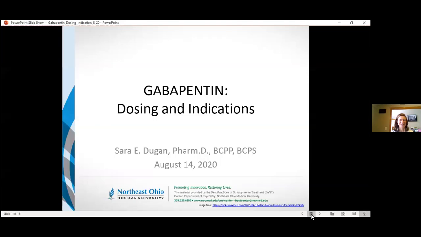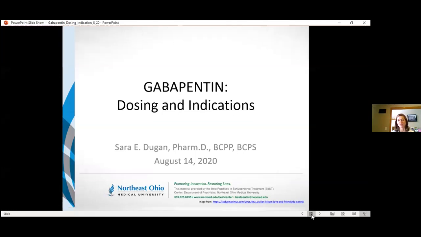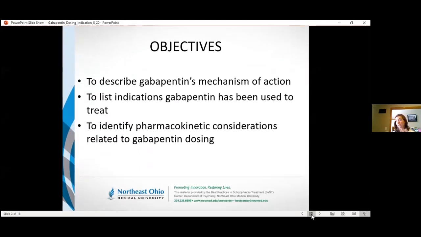Gabapentin has been a medication that has come up in discussion in a number of different forums. It came up this morning during our mentor medication-assisted treatment echo as well. So there are two different sessions. The one for today is going to focus on dosing and indications. So generally, what does gabapentin do? Where could we use it, as well as some of the dosing considerations that are specific and unique to gabapentin.